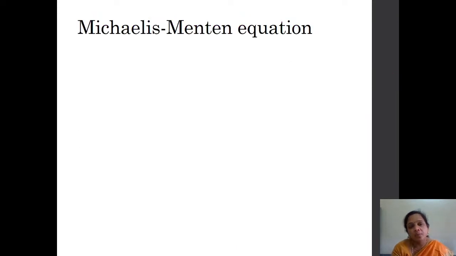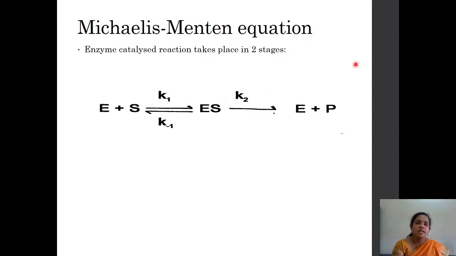So for that, an equation has been made which is called the Michaelis-Menten equation. This equation suggests that an enzyme catalyzed reaction takes place in two stages. In one stage, enzyme and substrate combine to form the enzyme substrate complex, and in the second step it forms enzyme and the product. In that way the enzyme is liberated. As I was telling you, after a period of time the enzyme is bound to substrate as E and S. That is the reason after some time the velocity of the reaction will be decreasing.